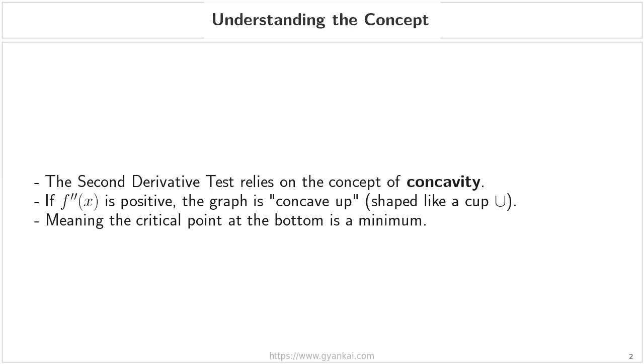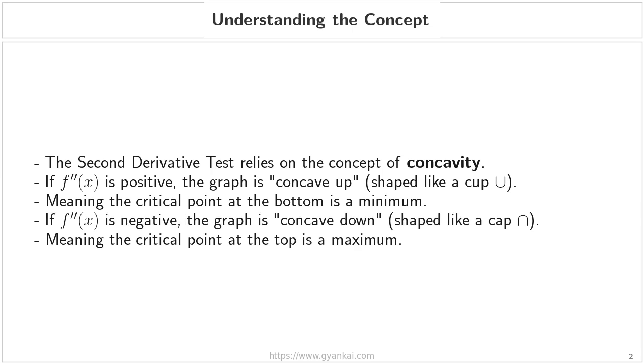A helpful way to visualize this is to think of the shape of a cup. Because the curve is opening upwards, any critical point located at the bottom of that cup must be a local minimum. Conversely, if the second derivative of f(x) is negative, the graph is concave down, which is shaped like a cap or an inverted bowl. In this instance, since the curve is opening downwards, the critical point situated at the very top of the curve is a local maximum.